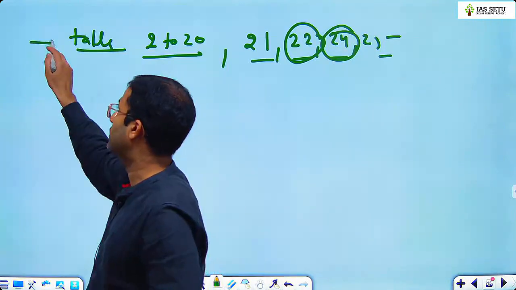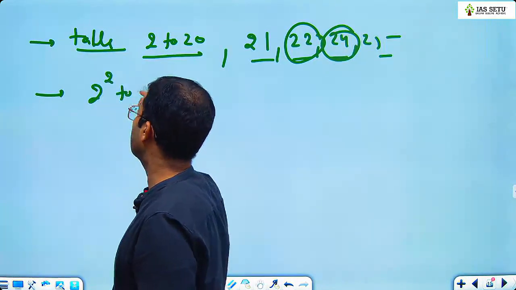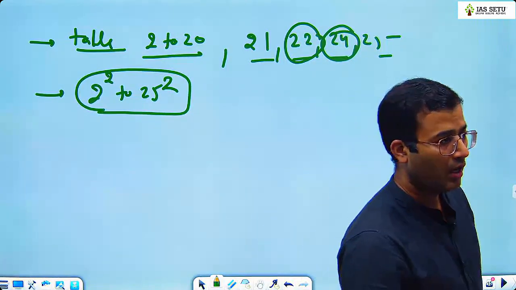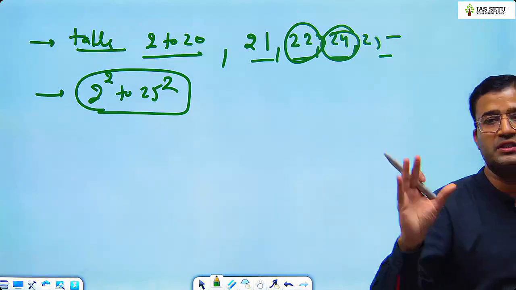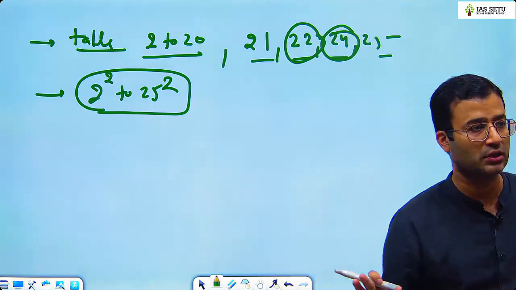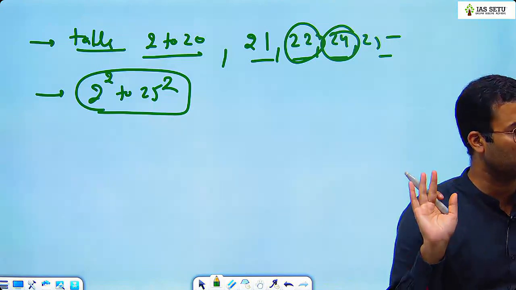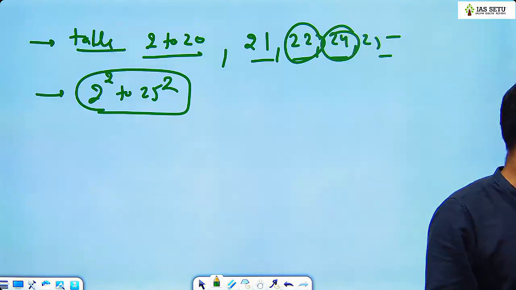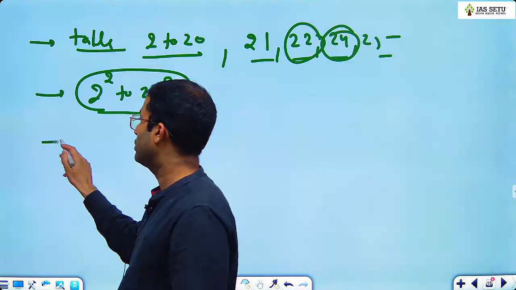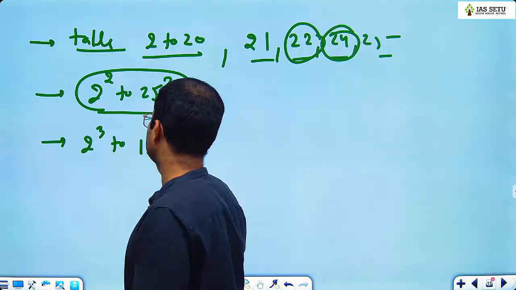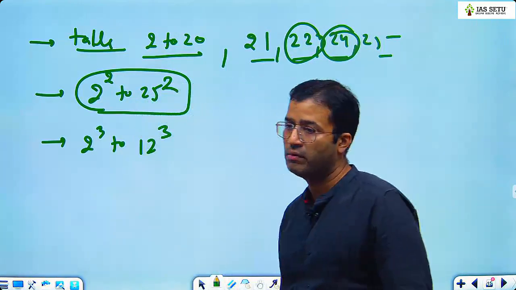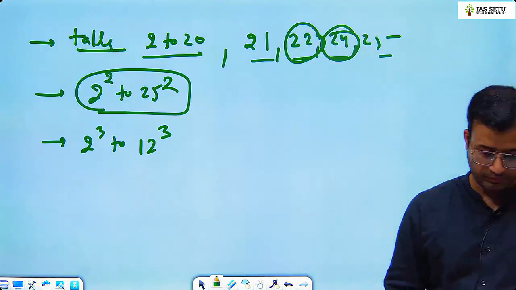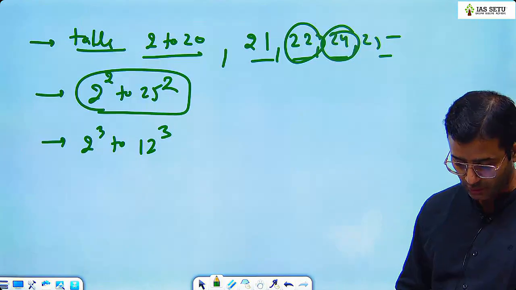Next homework. 2 square to 25 square. If I ask 19 square, I need an immediate response. No calculation. For 19 square, you have to say 361. 2 square to 25 square has to be on your fingertips. Next. 2 cube to 12 cube. Okay, that is it for today.